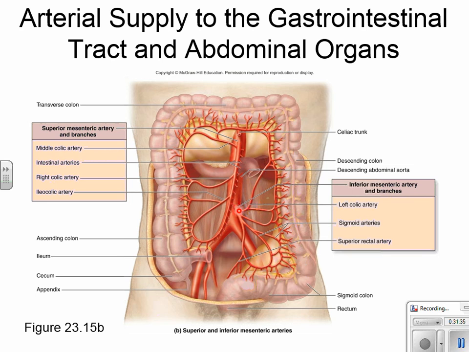So if you were to assume that blood isn't going to go around this very much, and this is going to have more blood pressure here, which it does, really, the inferior mesenteric is more specific to the sigmoid and rectum and most of this descending colon. But we have connections.